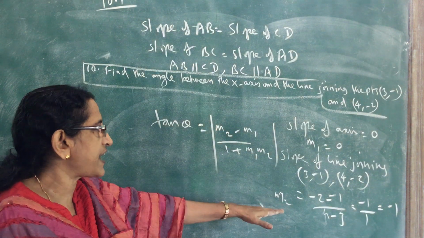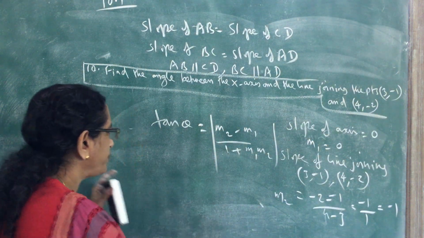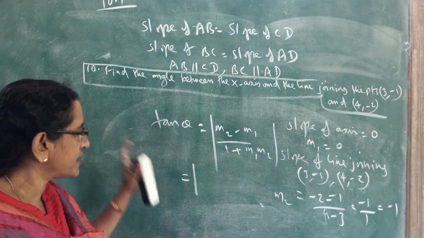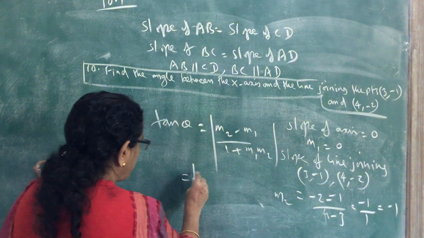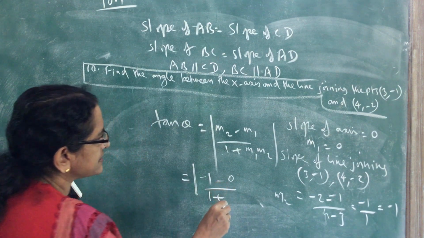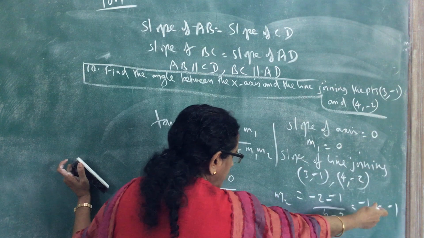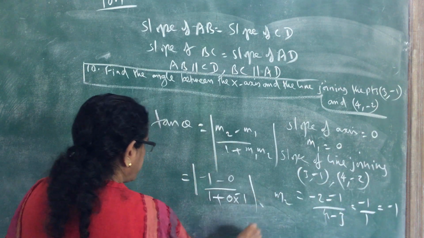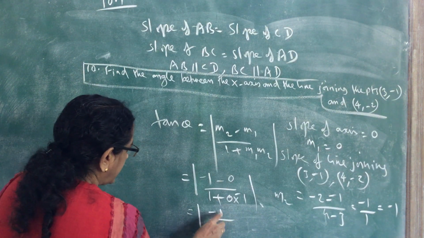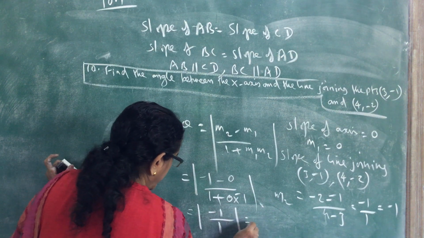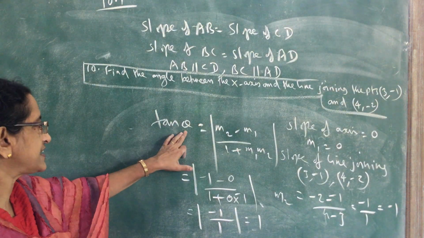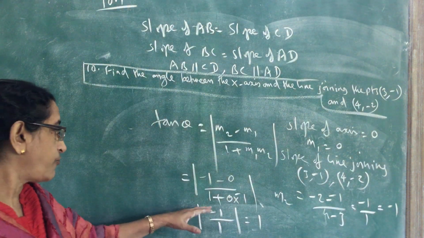Now we want to find the angle between the x-axis and that line. So we got the slope of both the lines, and we can use the formula tan theta equal to modulus. To get the acute angle, we write modulus of (m2 minus m1), that is minus 1 minus 0, divided by 1 plus m1 m2, that is 0 into minus 1. So that is minus 1 by 1 plus 0, that is 1, that is equal to 1. So we get modulus value equal to 1. So the acute angle between the given lines is 45 degree.